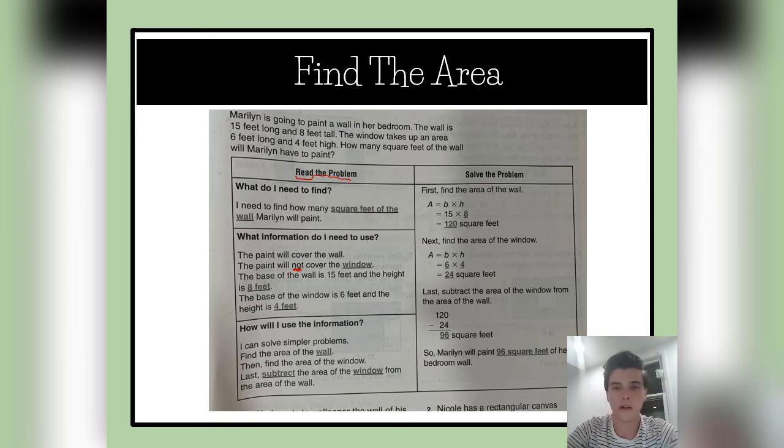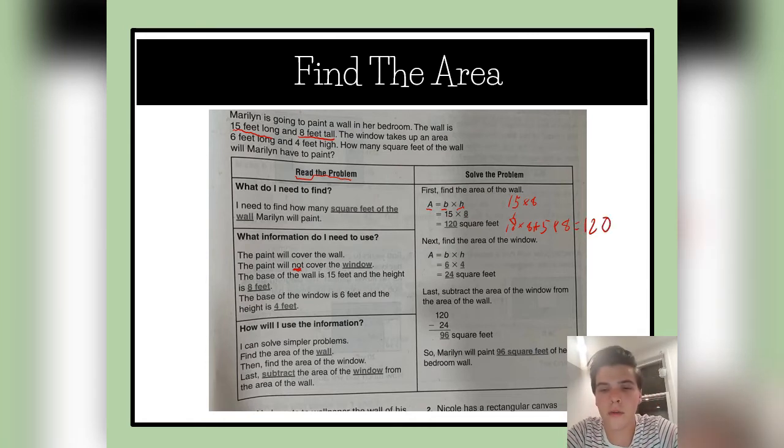So let's do that. So first we're going to find the area of the wall. Remember the equation. A, or area, equals base times height. Here they plugged in 15 for the base and 8 for the height. And that came right from our problem, 15 feet long, 8 feet tall. So there we have 15 times 8, and if you do the math, we could break that down into 10 times 8 plus 5 times 8. That's how I would do that. And it gives you 120. Okay, so 120 square feet.